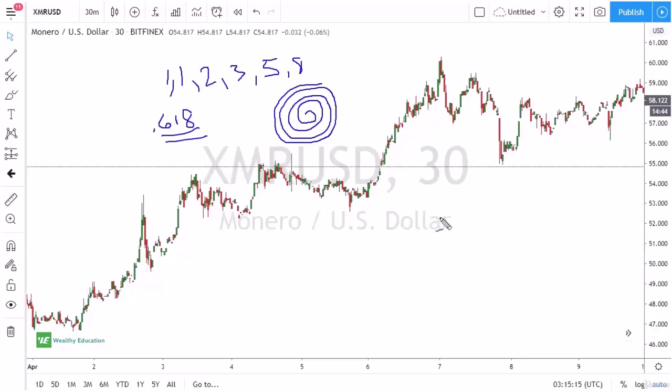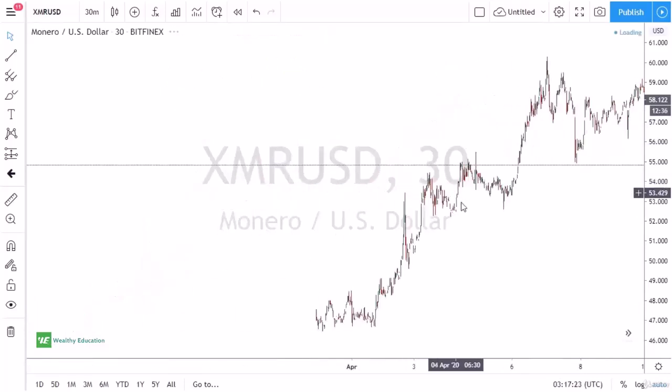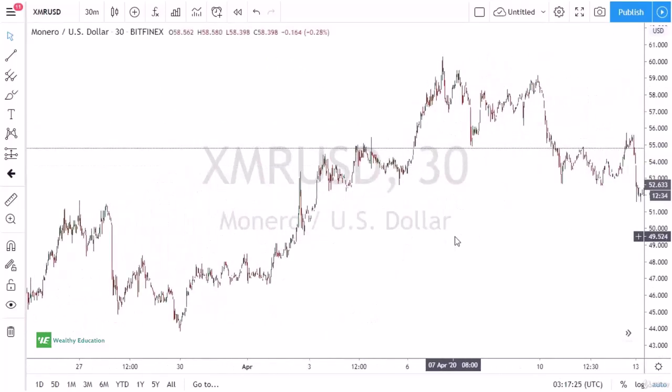The idea with a retracement is that you take a swing low and a swing high, and when it pulls back, you expect it to be at one of these ratios. For example, this might be 61.8% on this, and then you buy. So let's take a look at it in real life.